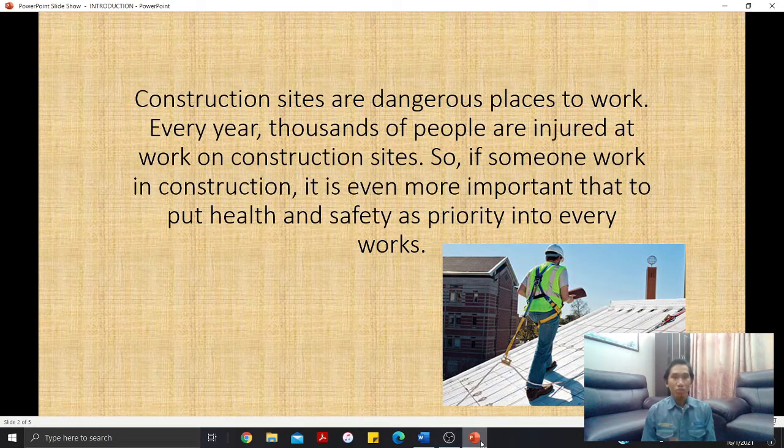So, if someone works on a construction site, it is even more important to put health and safety as a priority in every work. Usually, construction sites in Malaysia have two important persons in charge of health and safety, which are first the triple S, site safety supervisor, and the second one is the SHO, health and safety officer.